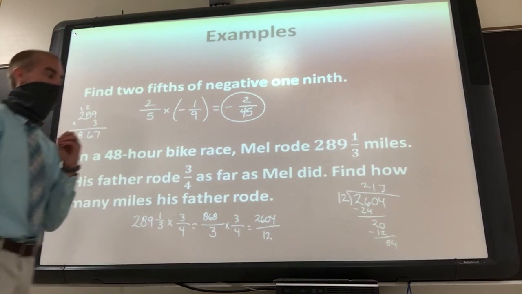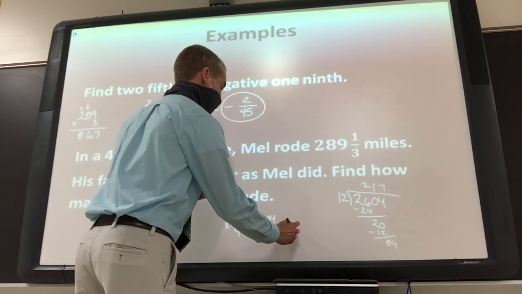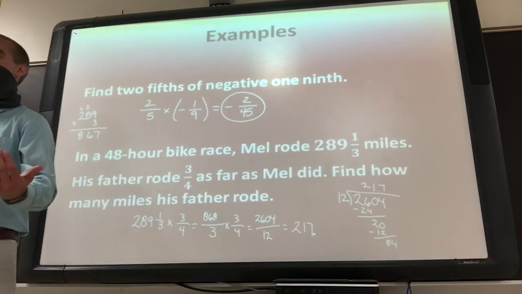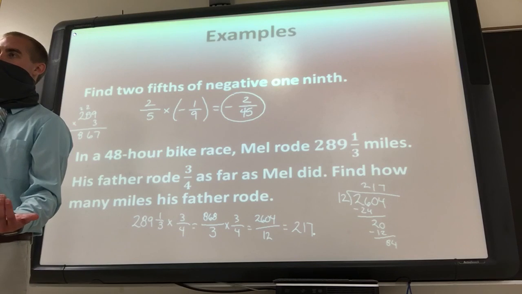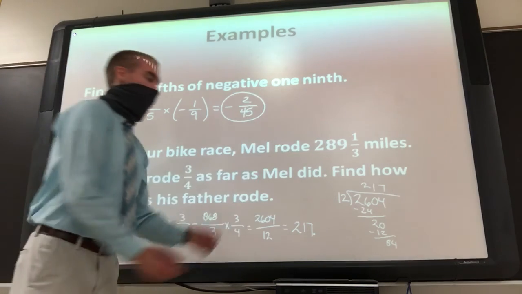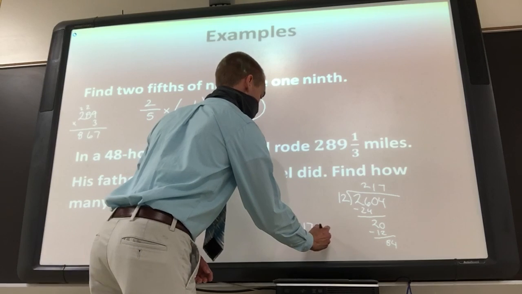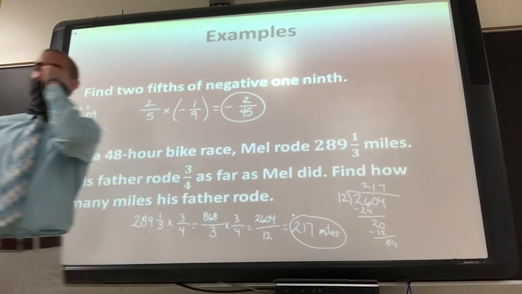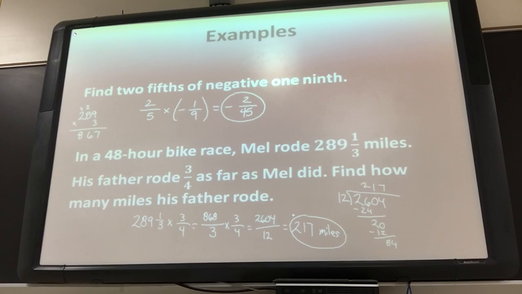0. So that means, do we need to have a fraction? If it's 217 and 0 over 12, do we need to put that 0 over 12 there? So it's just going to be 217 miles exactly. So if you get a remainder of 0, it's just going to be that whole number. We don't need to worry about writing the fraction part in a mixed number there.